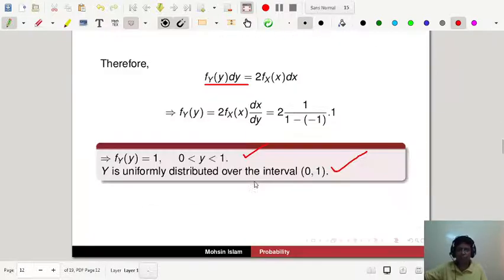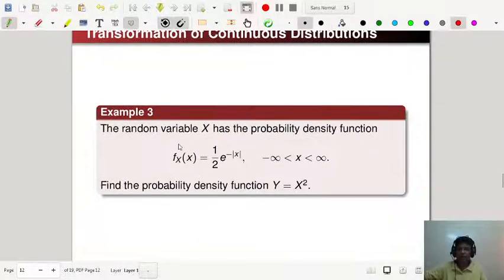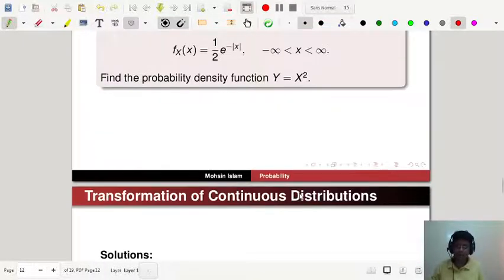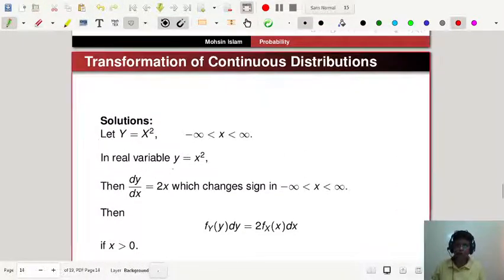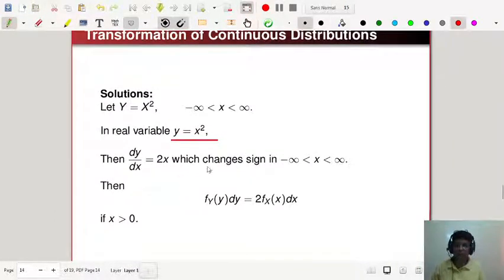Next we have a more interesting problem. The random variable x has the probability density function fX(x) equal to half e to the power minus mod x. Find the probability density function of y equal to x square. Okay. So your real variable is y equal to x square. And dy/dx will be 2x, which changes sign from minus infinity to infinity.